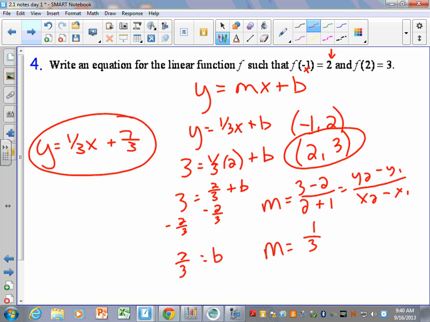Linear equations. You've been doing that a long time. The big thing is people get confused about the f of 2 stuff. It's just an x and a y. Questions about that?